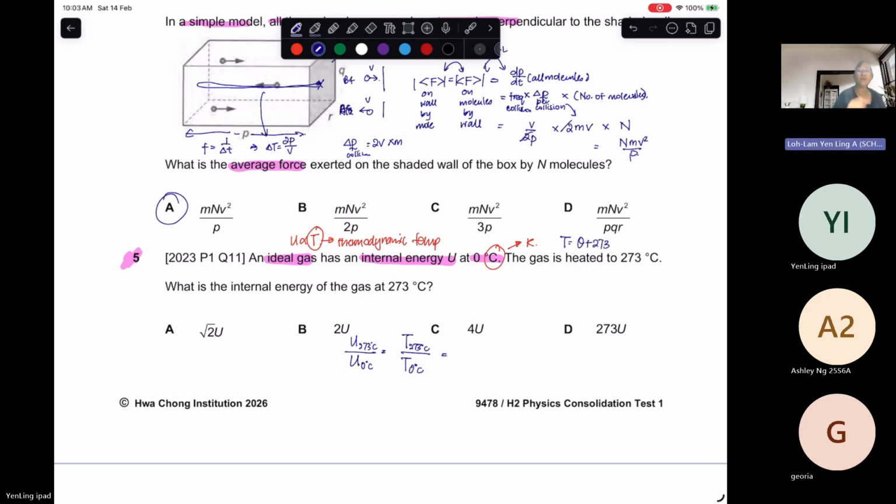273.15. But in this question, you can see that the ratios are very nice, and they also give you 273. That means there's no decimal place to worry about. So I will have 273 plus 273 divided by 0 plus 273, and this equals 2. Therefore, U at 273 degrees Celsius is equal to 2 times U at 0 degrees Celsius, and so the answer is B. And we are done.